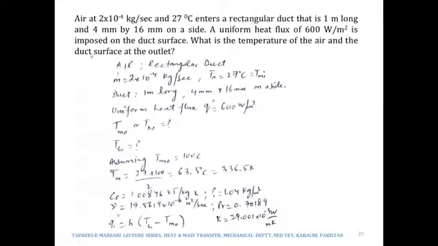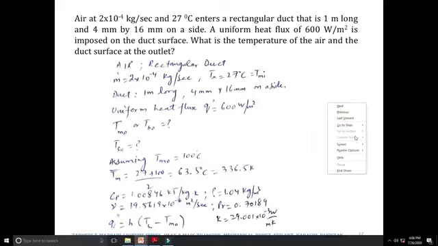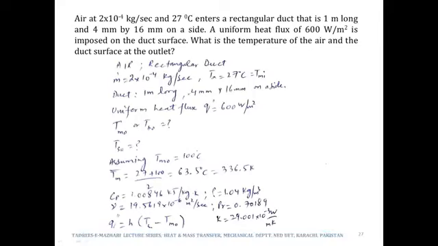It says air. So it is no more ethylene glycol. It is air now. Air at 2 exponent minus 4 kilograms per second. So that would be the mass flow rate of air, and 27 degrees Celsius. That would be the value of T infinity, 27 degrees Celsius.